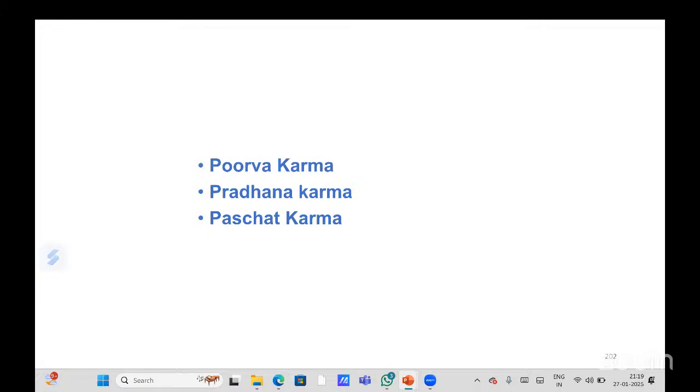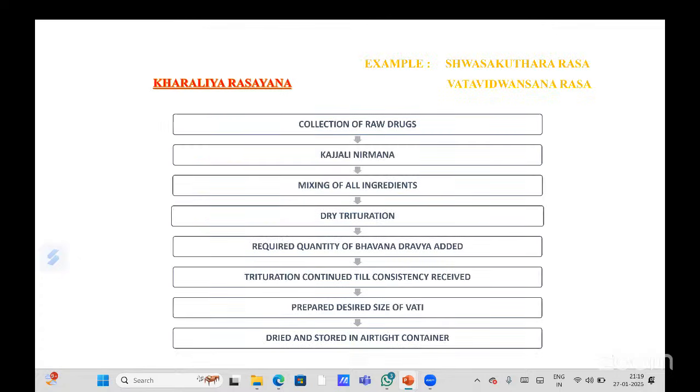Pradhana Karma: when you take this Kajjali in a spoon and heat it, those will come under Pradhana Karma. In Pradhana Karma only, we get Lakshana. Then Paschat Karma: after that, at the end of the procedure, what you are going to assess. So here, Purva Karma, Pradhana Karma, Paschat Karma, you have to divide individually, whether it is Parpati, Kupi, or Potali. So this is a general method of preparation.